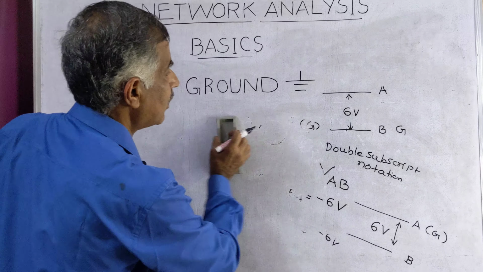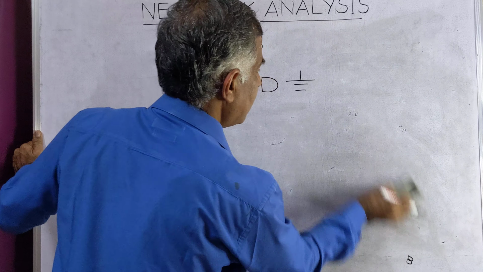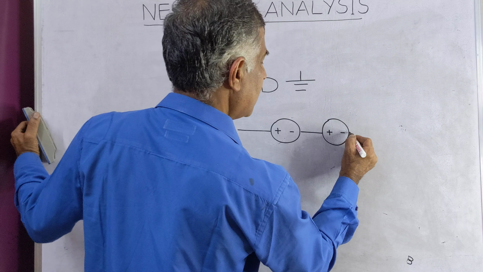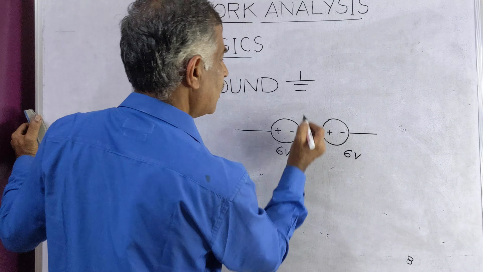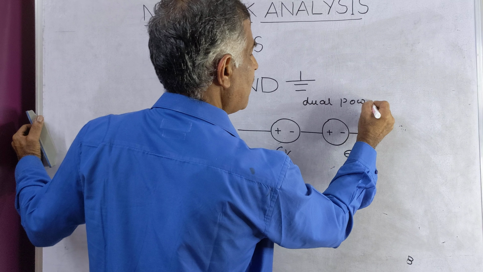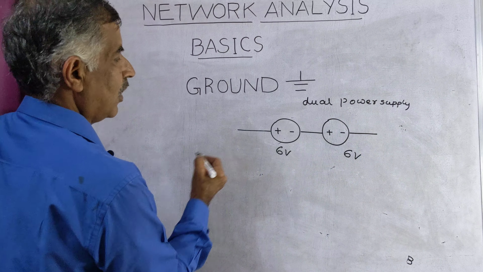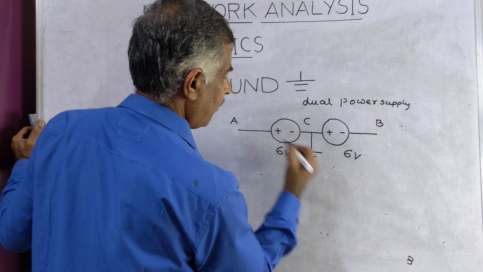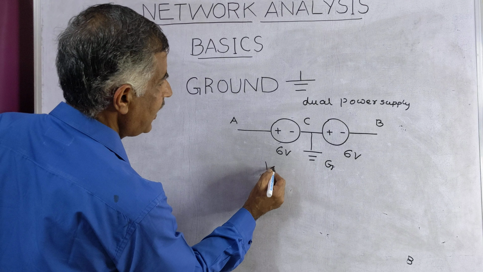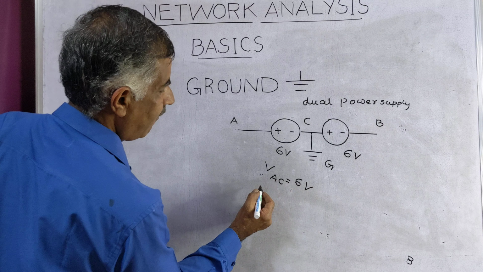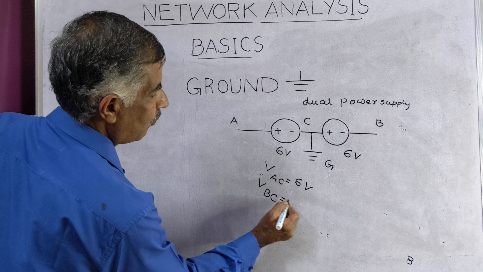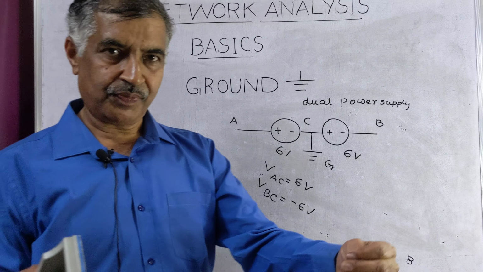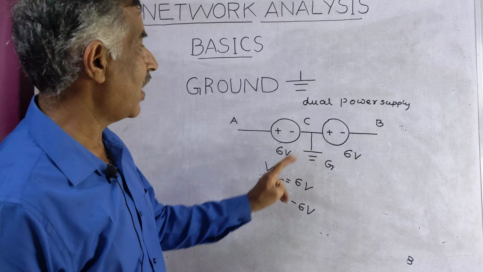Last example. I will take one more example. In op-amps, we come across two voltage sources being connected like this. This is what is called a dual power supply. A, B, C. Now this is chosen as ground. This is the ground point. Now VAC is 6 volts, whereas VBC is equal to minus 6 volts. So you understood what is double subscript notation, and this arrangement connecting two voltage sources of this polarity is what is called a dual power supply.